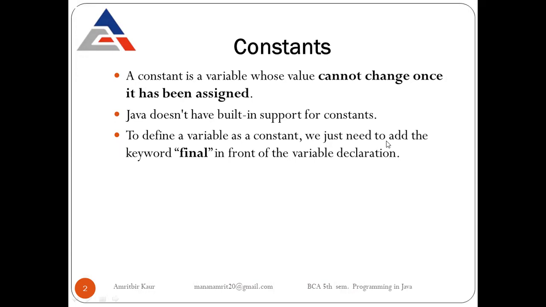Java does not have built-in support for constants, but to define a variable as constant, we just need to add the keyword final in front of a variable declaration. So when we declare our variable, we add the keyword final. It makes our variable constant. So in short, a constant is a variable whose value cannot change in the program once it has been assigned. So to make any variable constant, we use the keyword final.